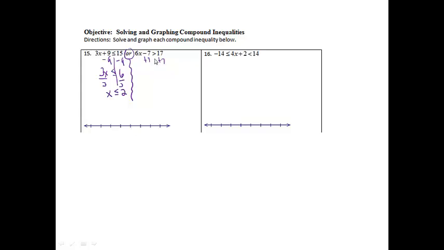Let's add 7 to both sides. So we'll get 6x is greater than 24. And then let's divide both sides by 6. I'll get x is greater than 4. So x is either less than or equal to 2, or x is bigger than 4.